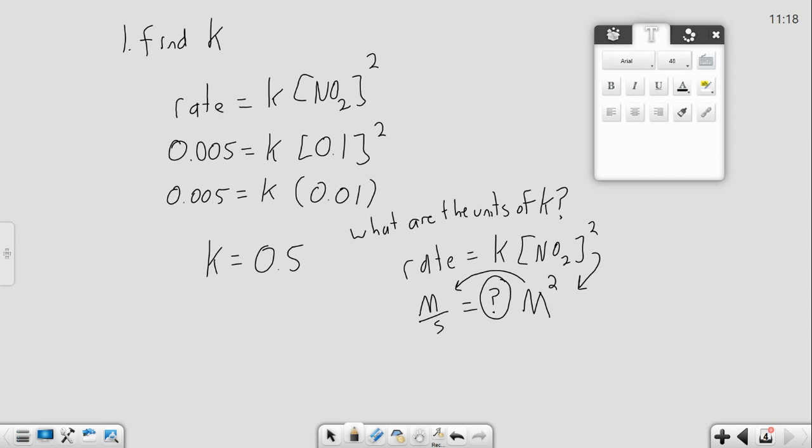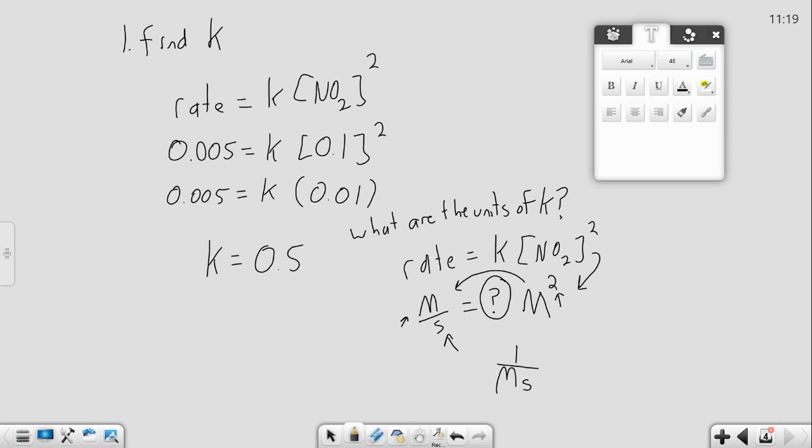Well, I need to get rid of seconds. So I need 1 over seconds. I need seconds on the denominator, because that's how I get seconds at the bottom over there. And I need to get rid of one of the M's, right? Because I have 2 M's here. I don't get 1 M on that side. So to get rid of an M, I need to cancel it. Molarity seconds. There you go.